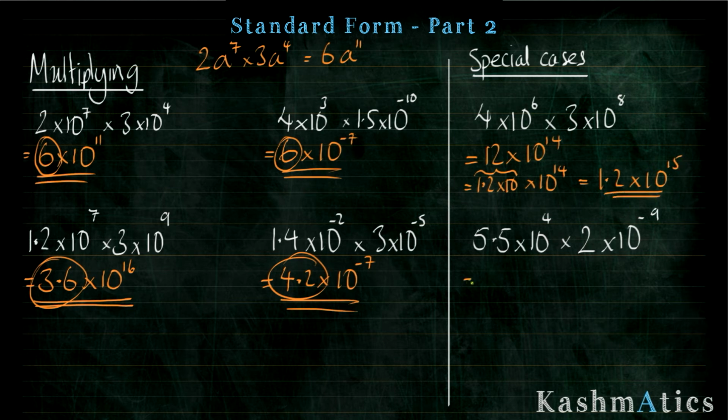And similarly over here, I do 5.5 times 2, which is 11, multiplied by 10 to the power. Now let's have a look. I've got 4 add minus 9, so that's 4 take away 9, which is minus 5. But again, this first bit needs to be written differently. So 1.1 times 10, now the first bit is valid, times 10 to the power minus 5. So that's like 10 to the power 1 there. 10 to the power 1 times 10 to the power minus 5. You do 1 add minus 5, which gives you minus 4. So 1.1 times 10 to the power minus 4.